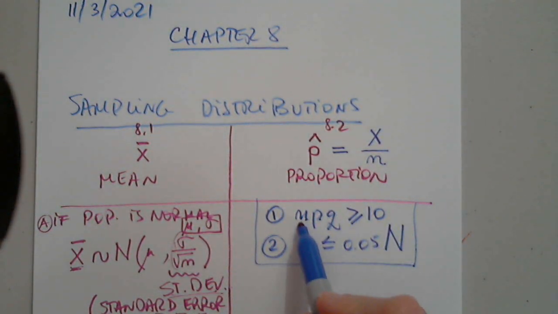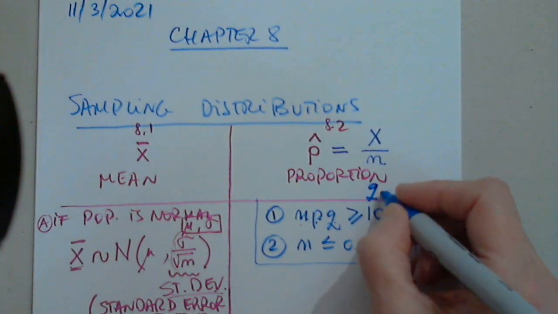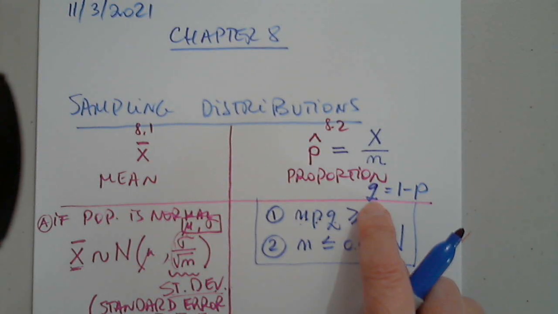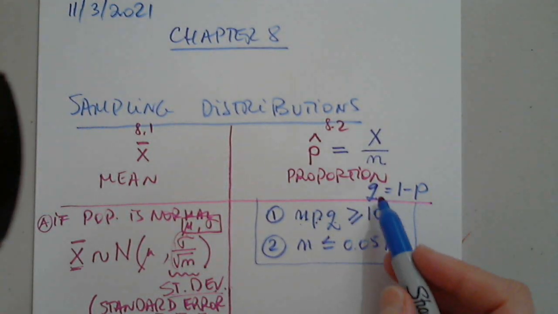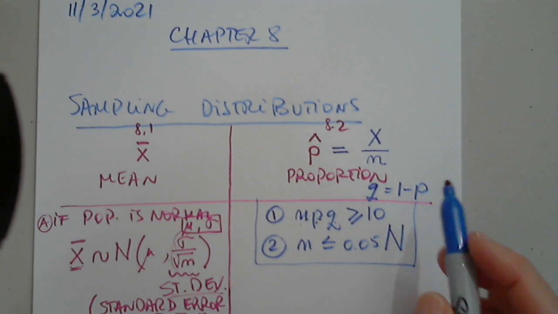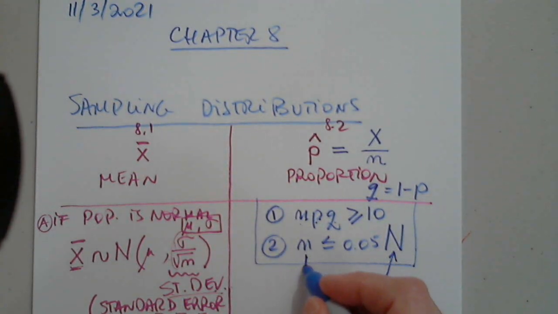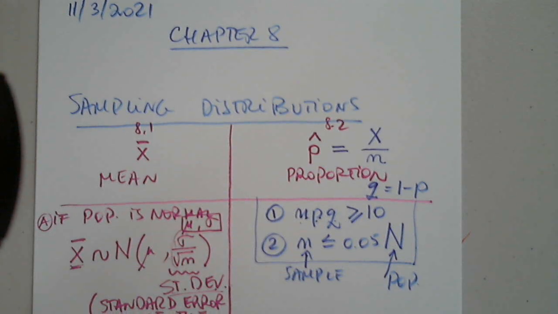Also, n is the sample size, P is the population proportion. Q, of course, if you remember, is 1 minus P from the binomial distribution. I either have dark eyes, or I don't. So Q is the complement, 1 minus P. And again, n is the sample size, and uppercase N, we know, is the population size. That's why these are so important, because we use them over and over.